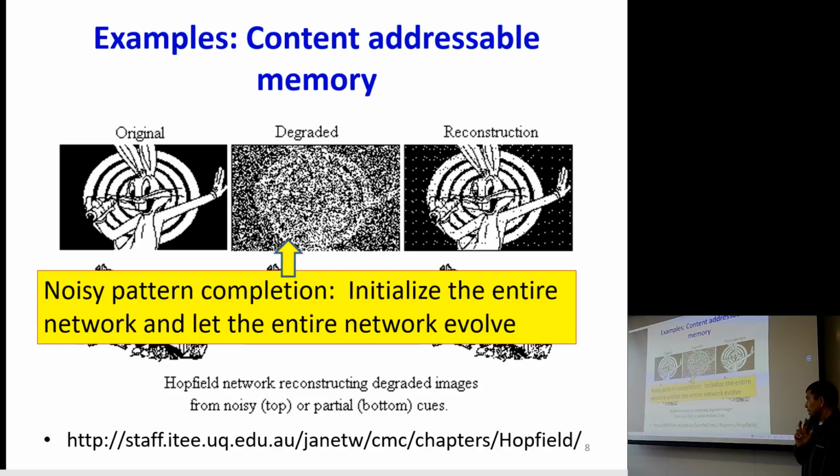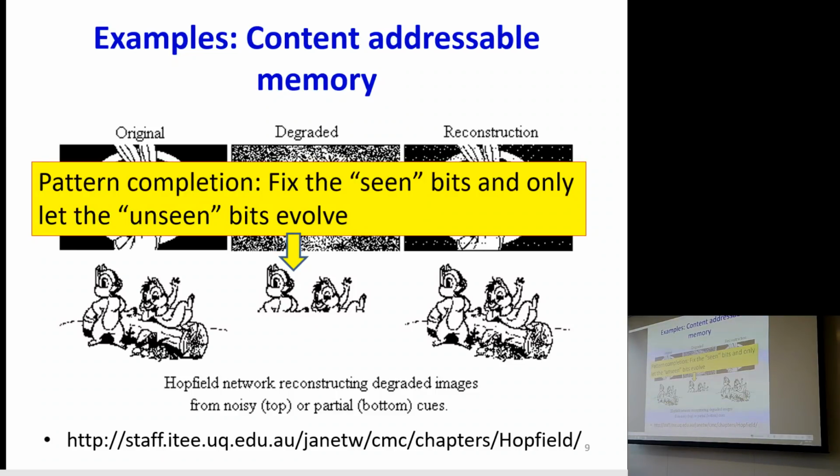Now, observe that there are two different things going on over here. In the first case, I give it a noisy pattern, meaning every single pixel may or may not actually represent the true value of the memory at that point. I have noise. In this case, if you let the network evolve, you're going to let it change every single bit in the network and just hope that it comes to some local minimum, which actually recovers the original pattern.